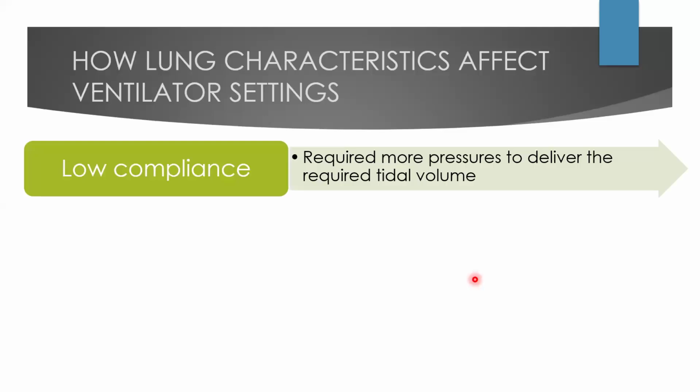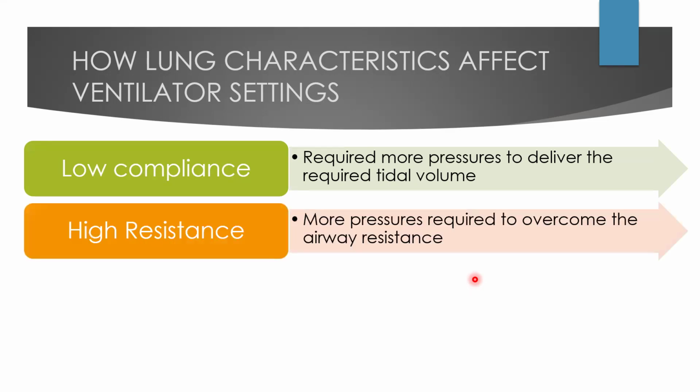When we have a low compliance, this will require more pressure to deliver the required tidal volume. We know that the compliance is delta V by delta P. So to get the same tidal volume, we need to apply more pressure. When we have higher resistance, we need to apply more pressure to overcome the airway resistance.